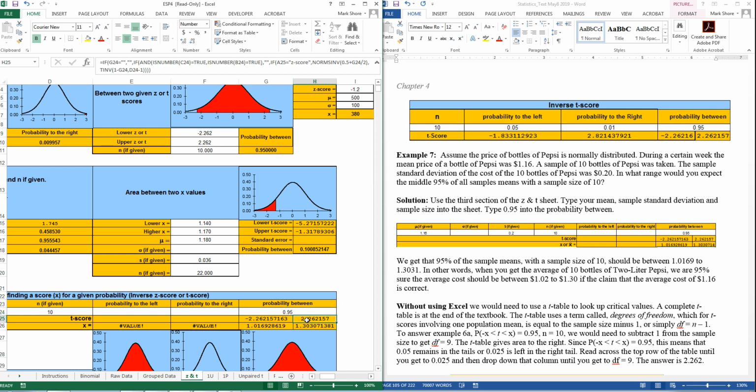These are the T-scores, but this is the actual dollar amount. So this is $1.016, which rounded to the nearest penny is $1.02, and this is $1.30. So in other words, I'm 95% sure that the average of 10 bottles of Pepsi in terms of their cost should be between $1.02 and $1.30, and that would be the answer to that problem. So we'll stop this problem right here at this point.